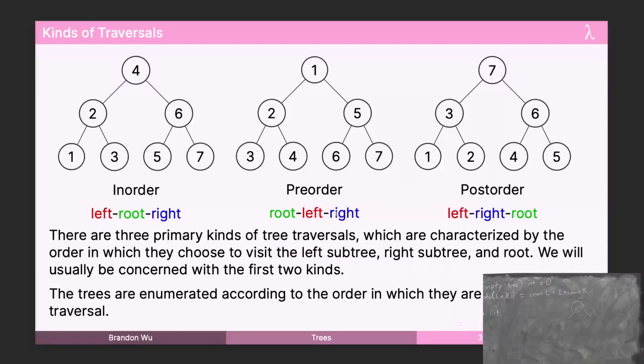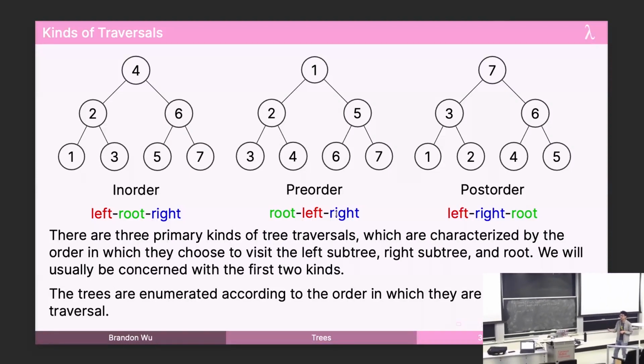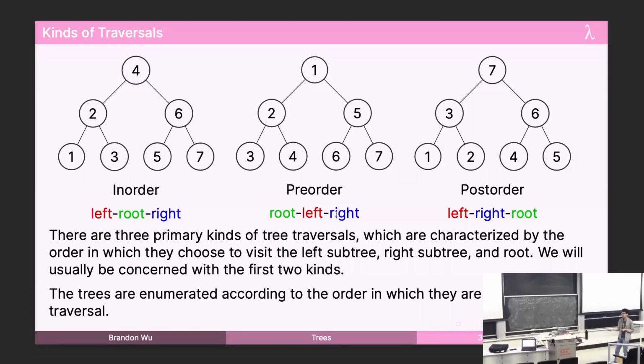If we start with in-order traversal, this one's the most natural, I think. It is left, root, right. If you can visit left, go left. And then if you can't go left, go to your root. And then go right. I guess you can always go to your root, but that's the idea.